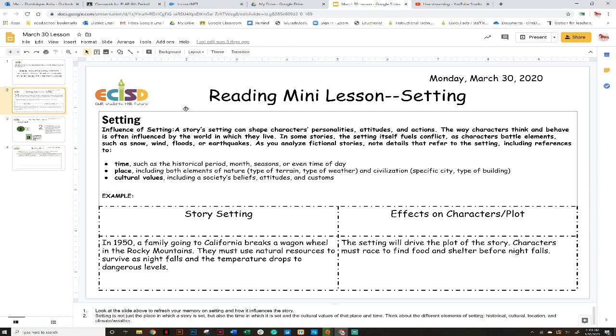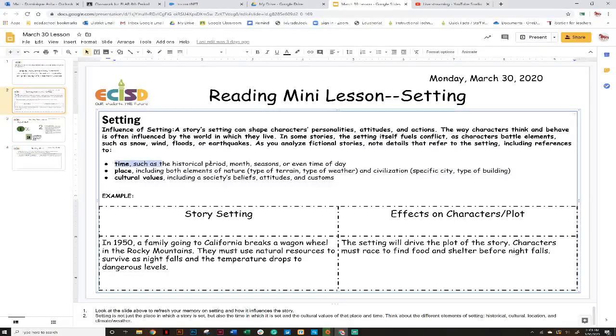Now, we went over setting again back when we read The Grapes of Wrath and Black Sunday, the Dust Bowl. Remember how the setting there influenced the characters. Now, what was the setting? Well, it was in the Great Plains during the Dust Bowl, during the 1930s. Okay, that would be time. That would be examples of time: historical period, Dust Bowl, 1930s.